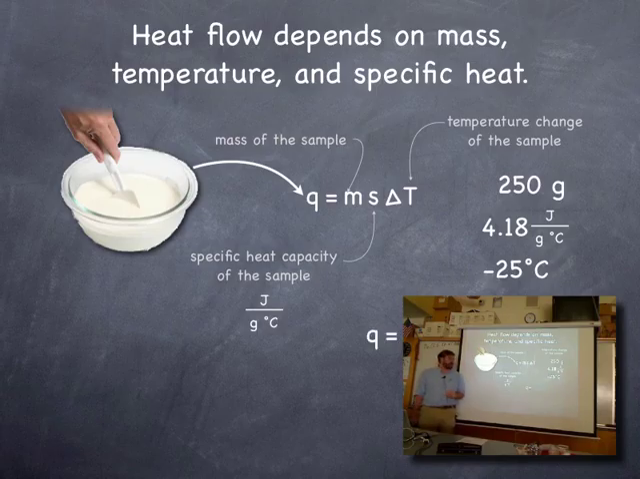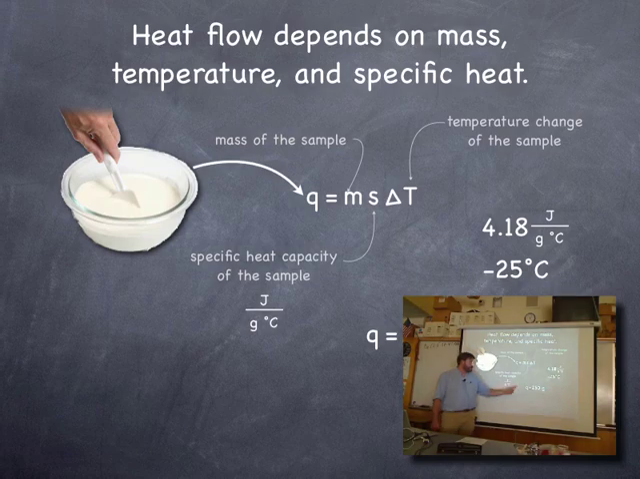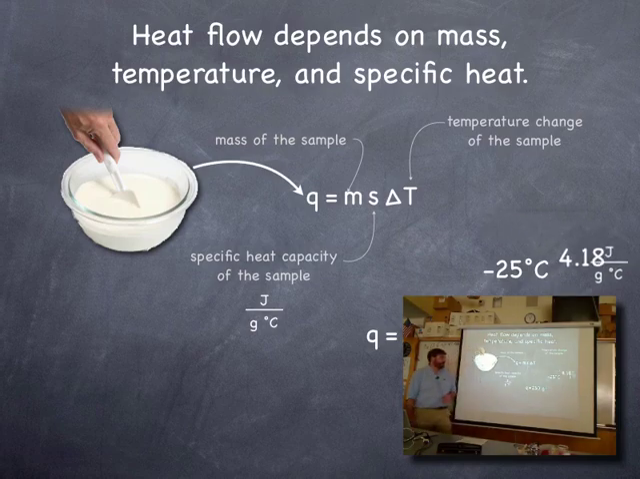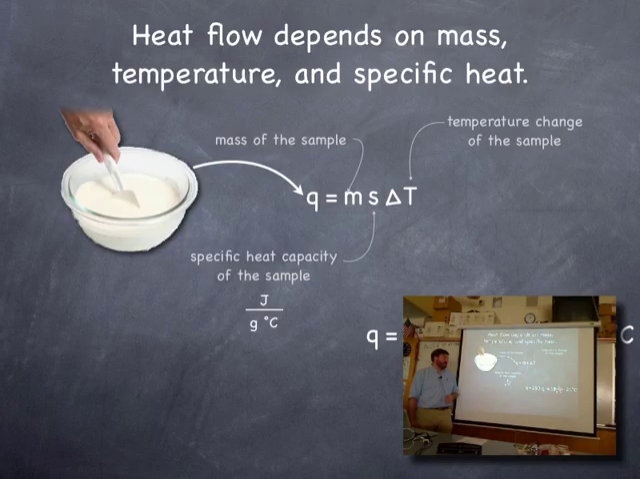So I can substitute these in, 250 times 4.18 times negative 25. And I can calculate that I need to remove, that's what this negative sign tells me. How much energy do I have to remove? Energy lost. I need to remove 26,125 joules, about 26 kilojoules. How would you remove that? We'll get there. It's the next slide.